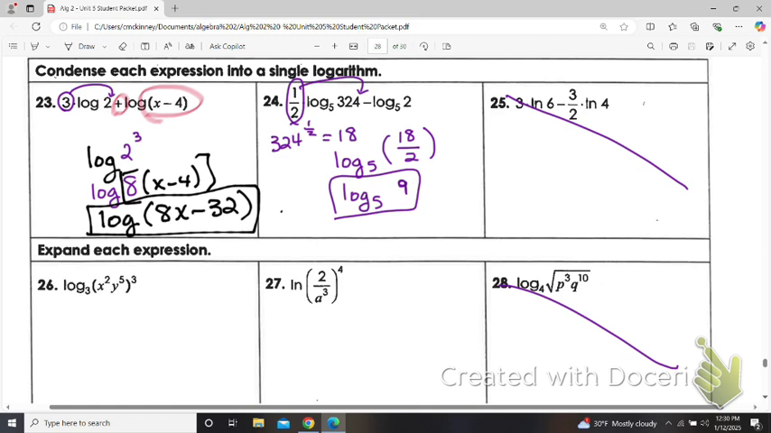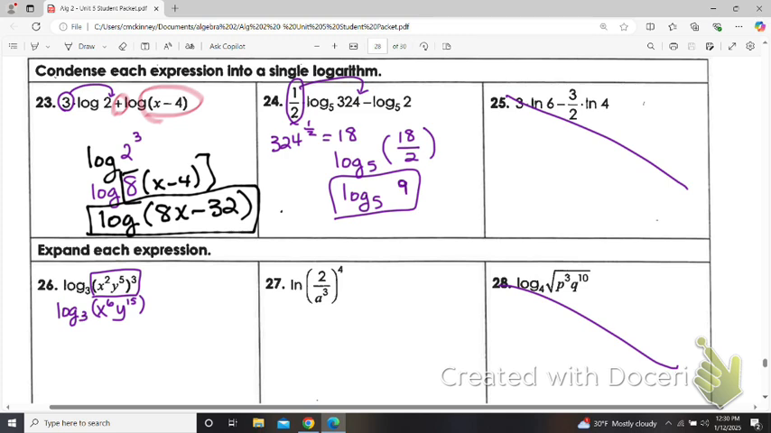So 26, now we're going the opposite direction. We're going to expand. And if I have an exponent on exponents like this, I'm going to use my exponent rules first and make this 2 times 3 is x to the 6th, and 5 times 3 is y to the 15th. So I'm just using my normal exponent rules.